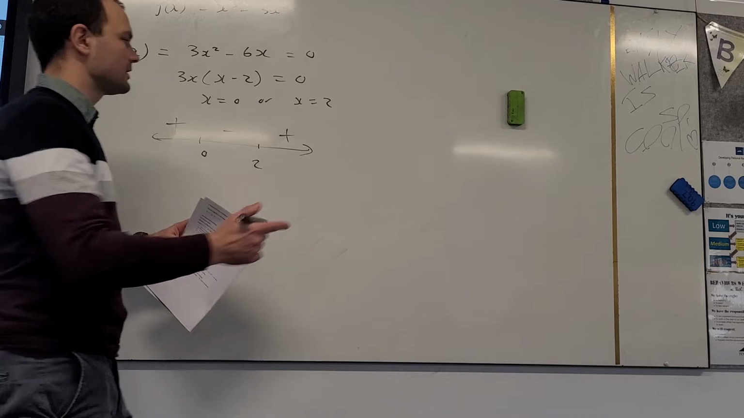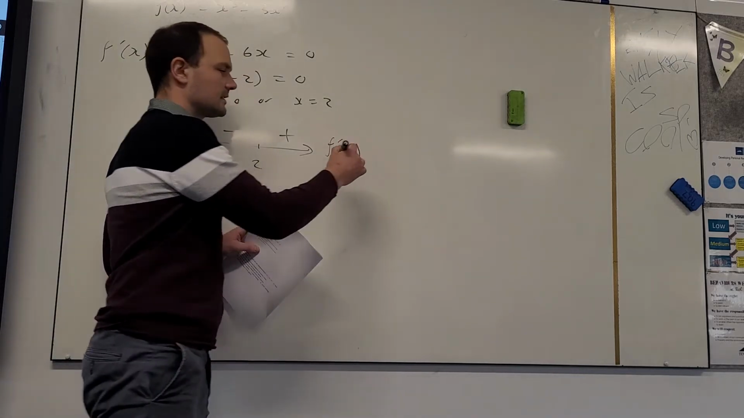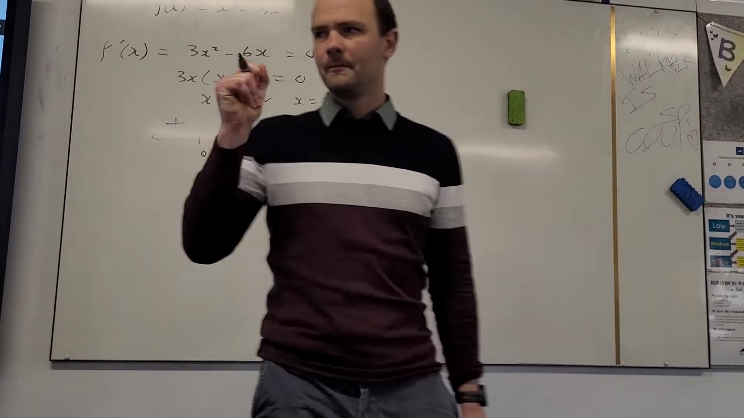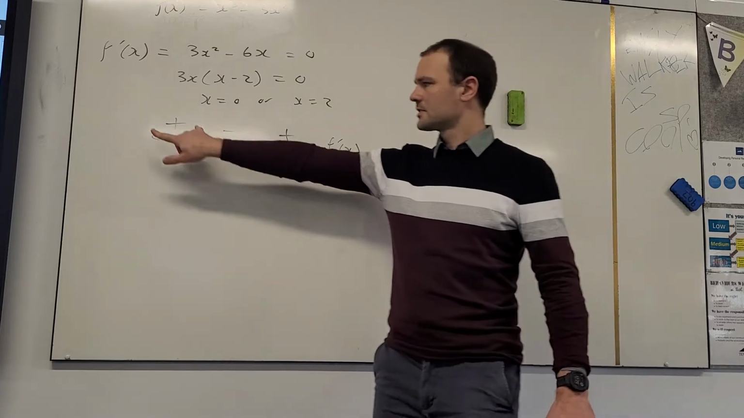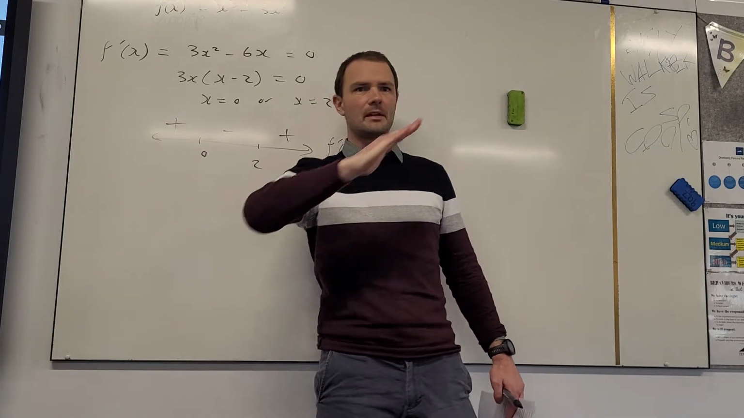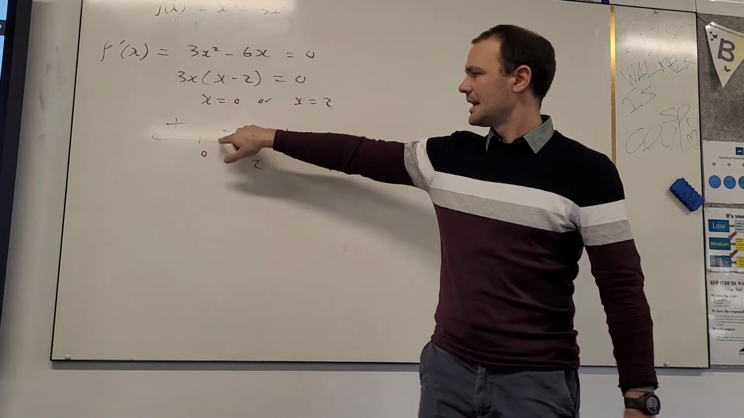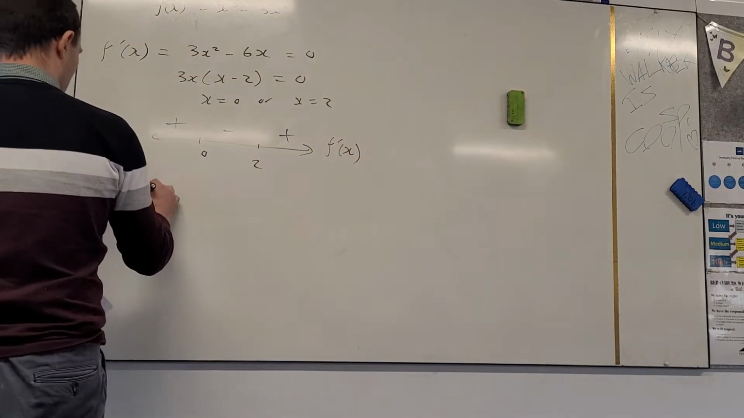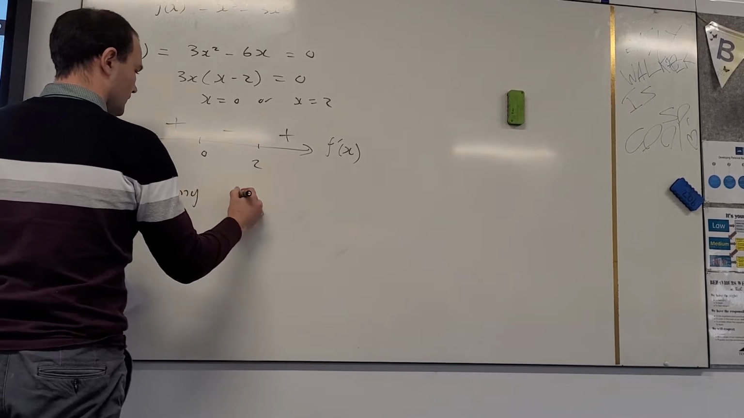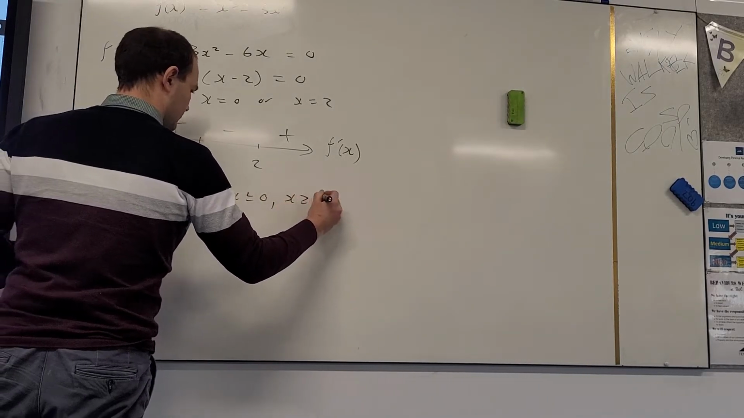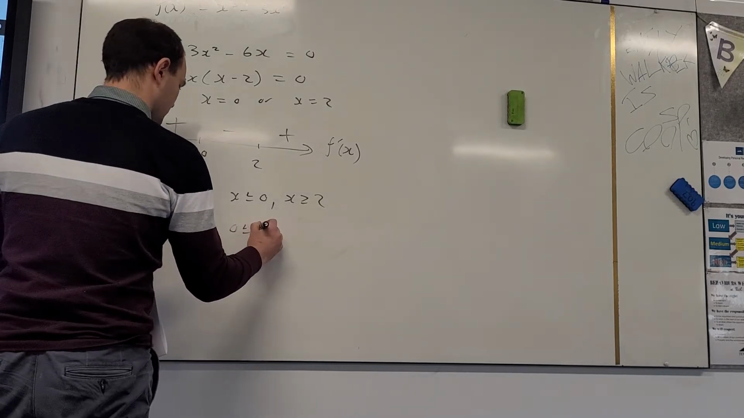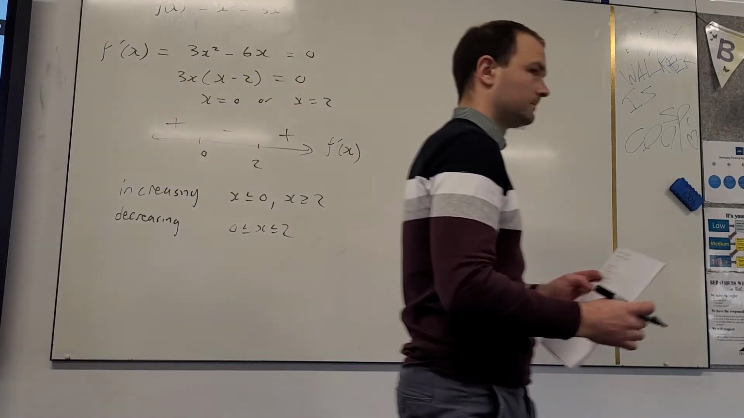Nonetheless, this is the sign diagram of f dash of x, and this tells us lots of important things. All right? What is f dash of x? It's the slope function. So we know when the slope is positive, it means it's increasing, we're going up, and if it's negative, it means it's decreasing, we're going down. So we're ready to answer the first part. Increasing, x is less than 0, x is greater than 2. That's when we have positive slope. Decreasing between 0 and 2.